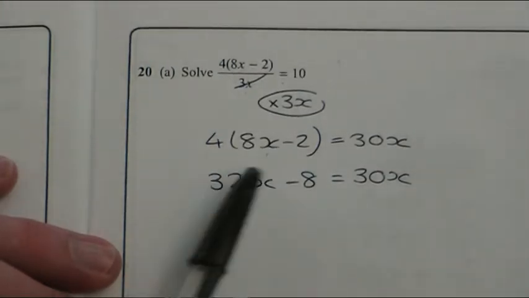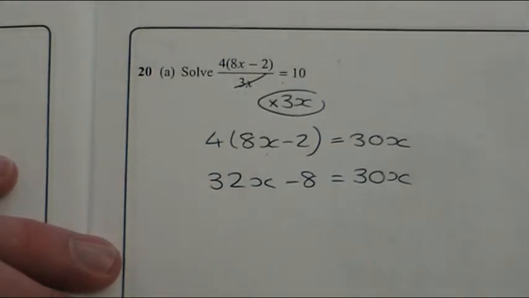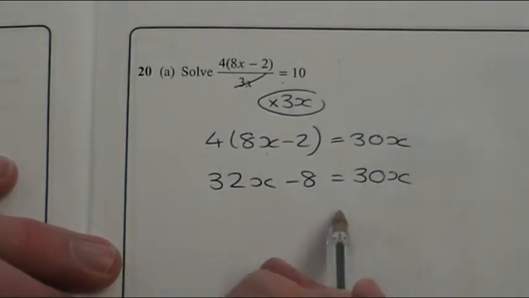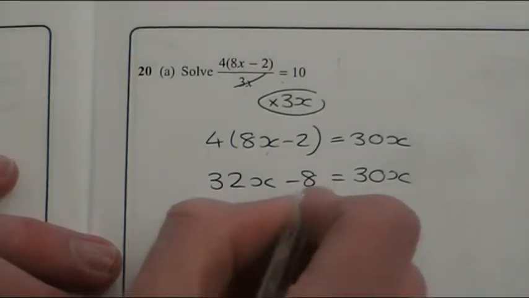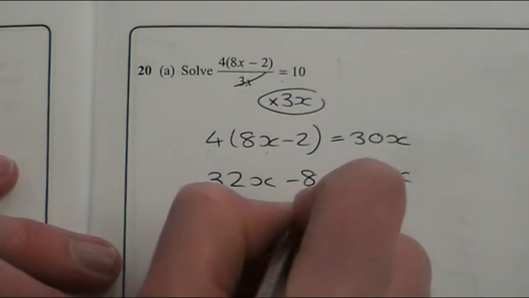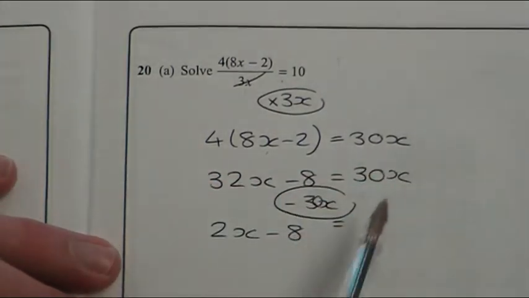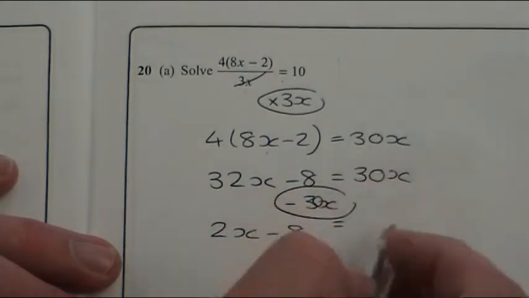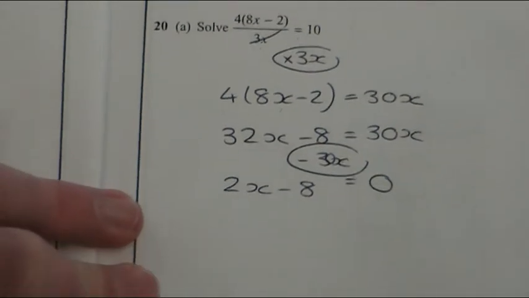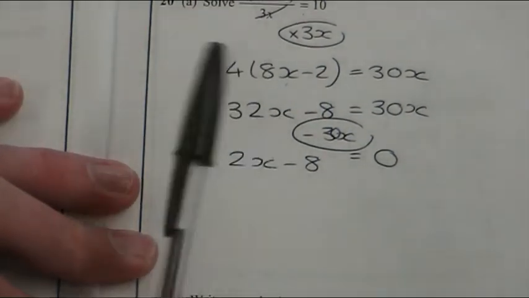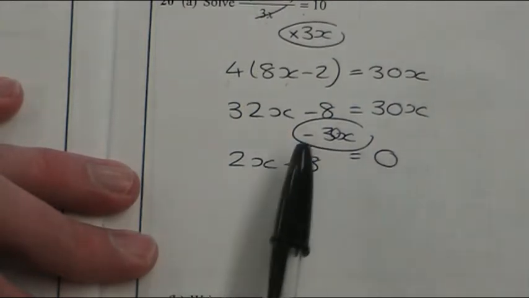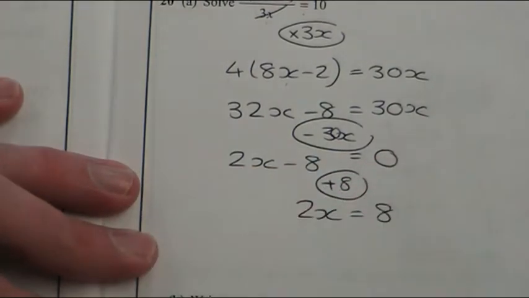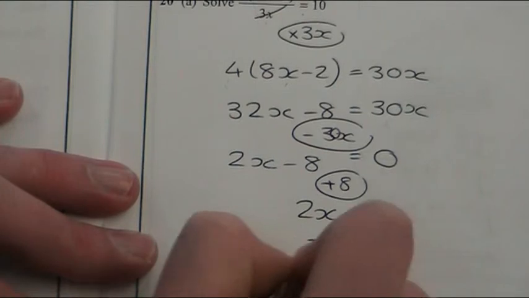Now, I've got x's on both sides, and to solve them, I want them all on one side in this linear type problem. So if I subtract 30x, it's going to look a little bit confusing, but I will get 2x minus 8. So I'll just write down what I'm doing there. I'm taking away 30x from both sides, giving me just x's on one side. But because I've done that, I've actually got nothing on one side. But to find an x, I want the x's on one side, the number terms on the other. So I now need to plus 8, and I'll get 2x equals 8, and then x equals 4.